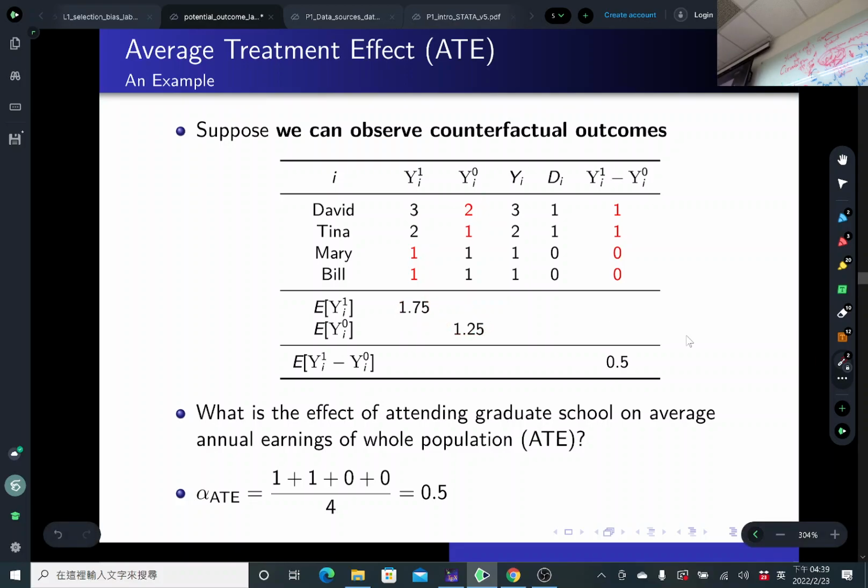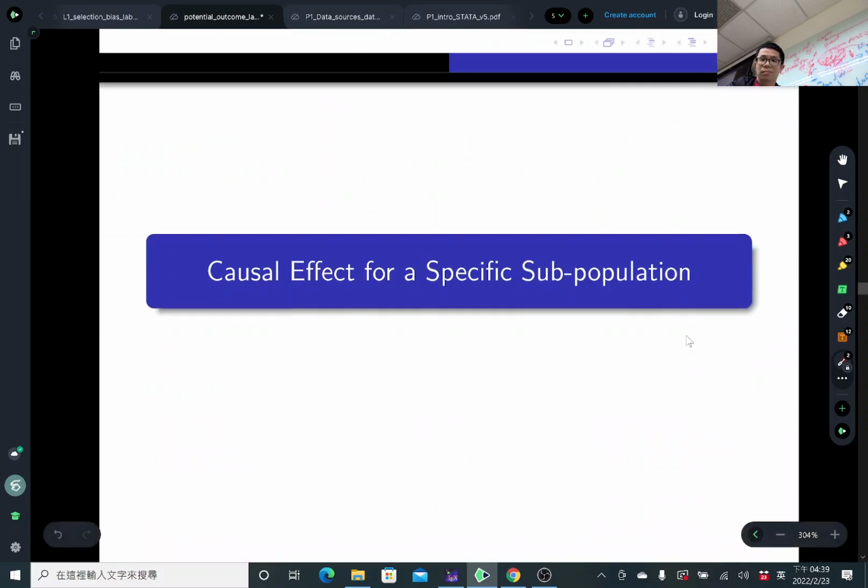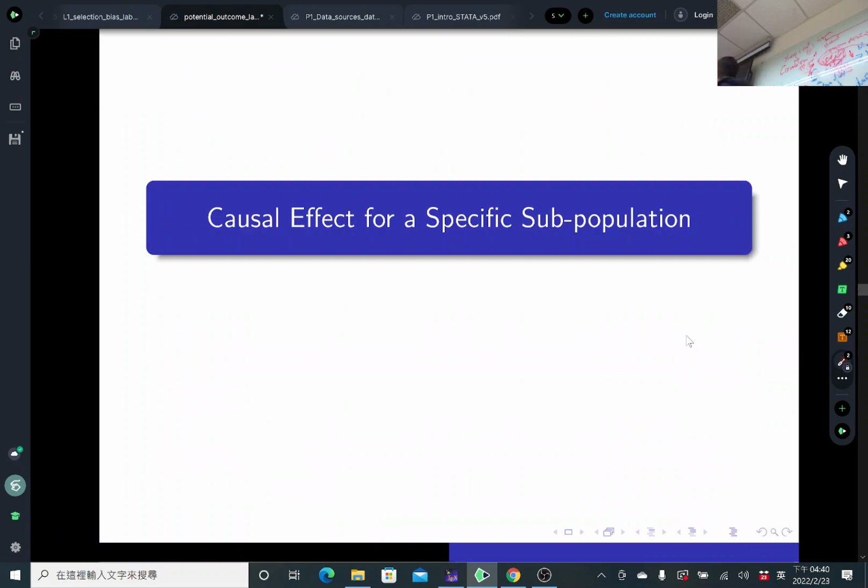Because on average, if these 4 people go to grade school, they will earn 1.75 million NT dollars. If not, 1.25 million NT dollars. And the difference is the average treatment effect. It's 0.5 million NT dollars. So that means if they go to grade school, they get higher earnings. Okay? And that is the causal effect for the general population, the whole population.